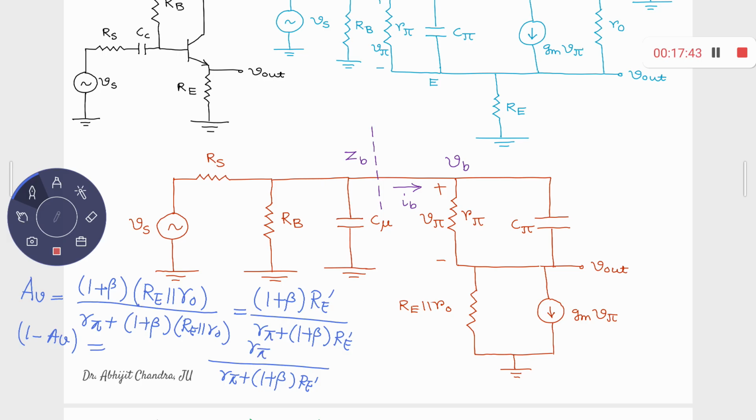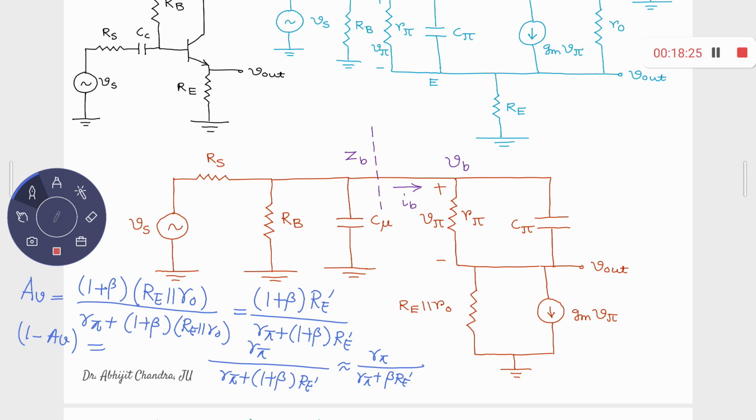Is it okay? So this is 1 minus AV, which can be approximated to R pi divided by R pi plus beta times Re prime, since beta is very large and 1 plus beta can be approximated to beta. Can this be simplified further? Again, what is beta? What is the relation between beta and R pi?